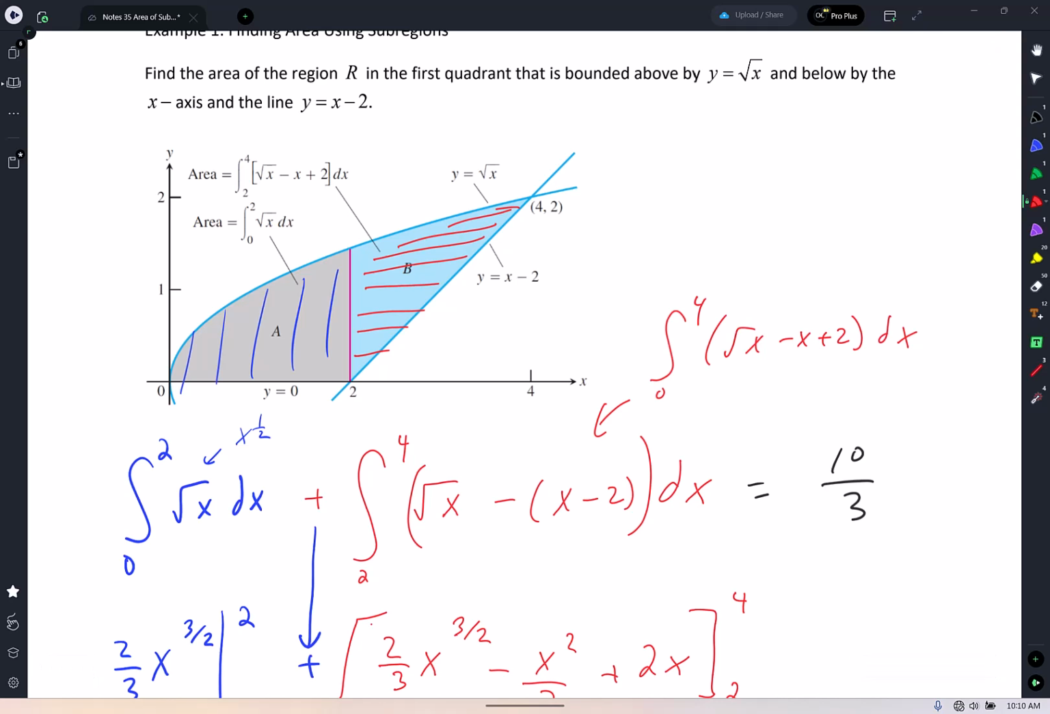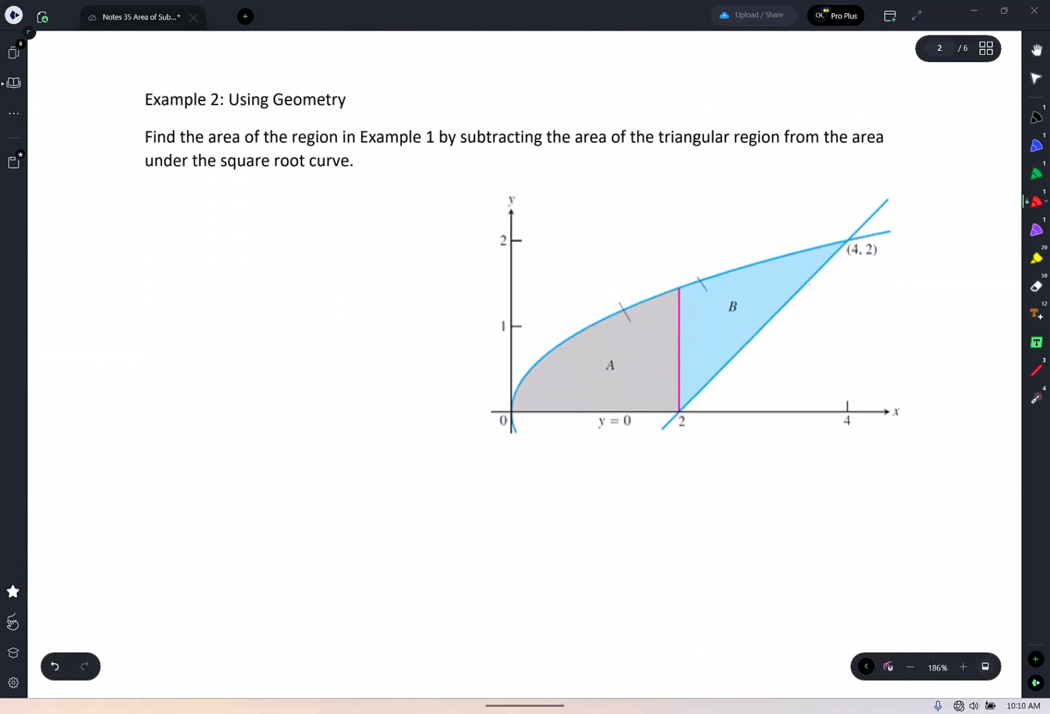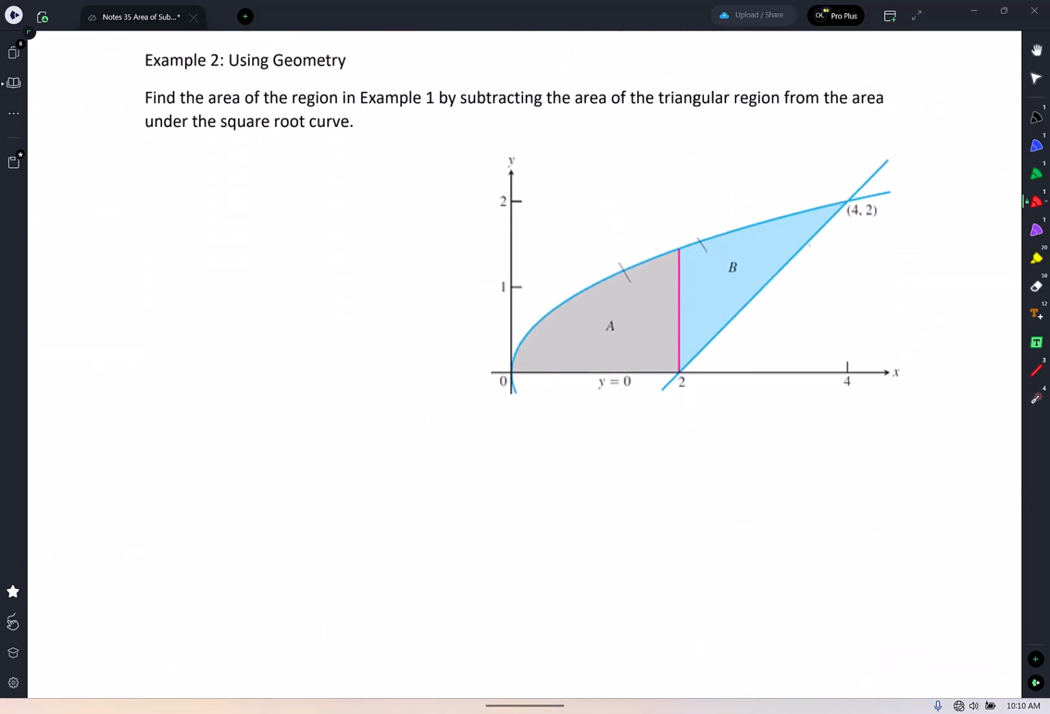Check it out. Is there an easier way? Go to the next example. It's the same example. That's because I want to show you something. Is there an easier way to find the area under this curve? I want you guys to notice. Look, everyone look up here real quick.